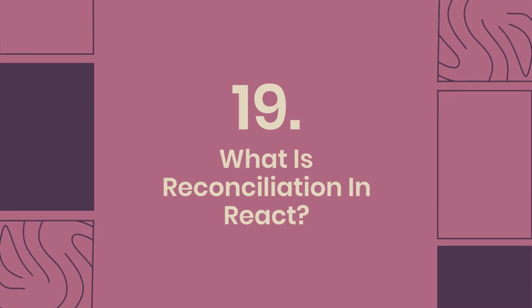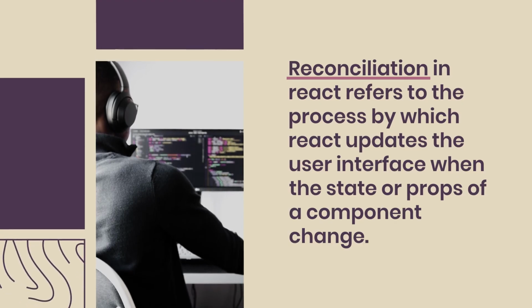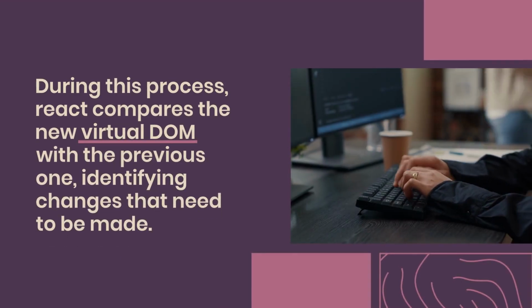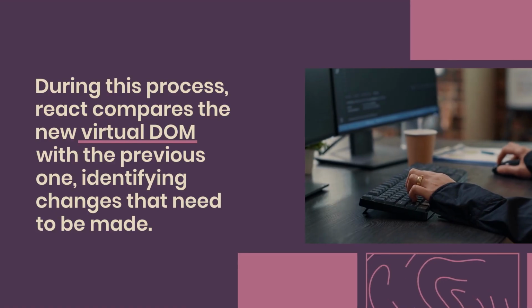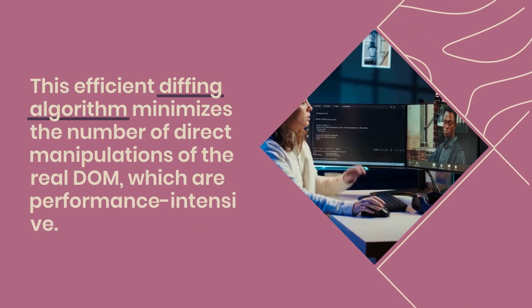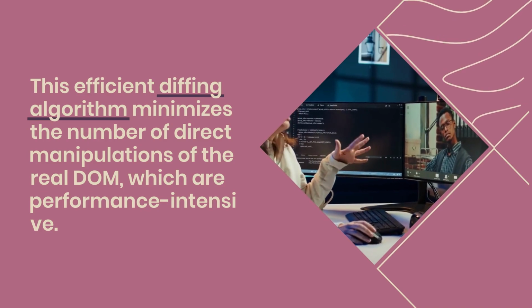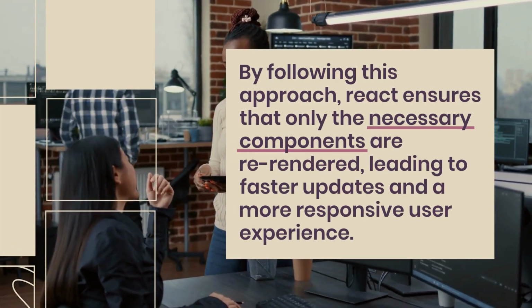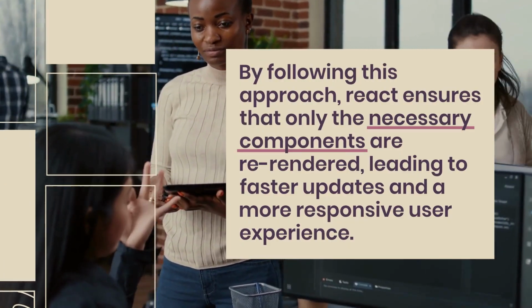19. What is reconciliation in React? Reconciliation in React refers to the process by which React updates the user interface when the state or props of a component change. During this process, React compares the new virtual DOM with the previous one, identifying changes that need to be made. This efficient diffing algorithm minimizes the number of direct manipulations of the real DOM, which are performance intensive. By following this approach, React ensures that only the necessary components are re-rendered, leading to faster updates and a more responsive user experience.